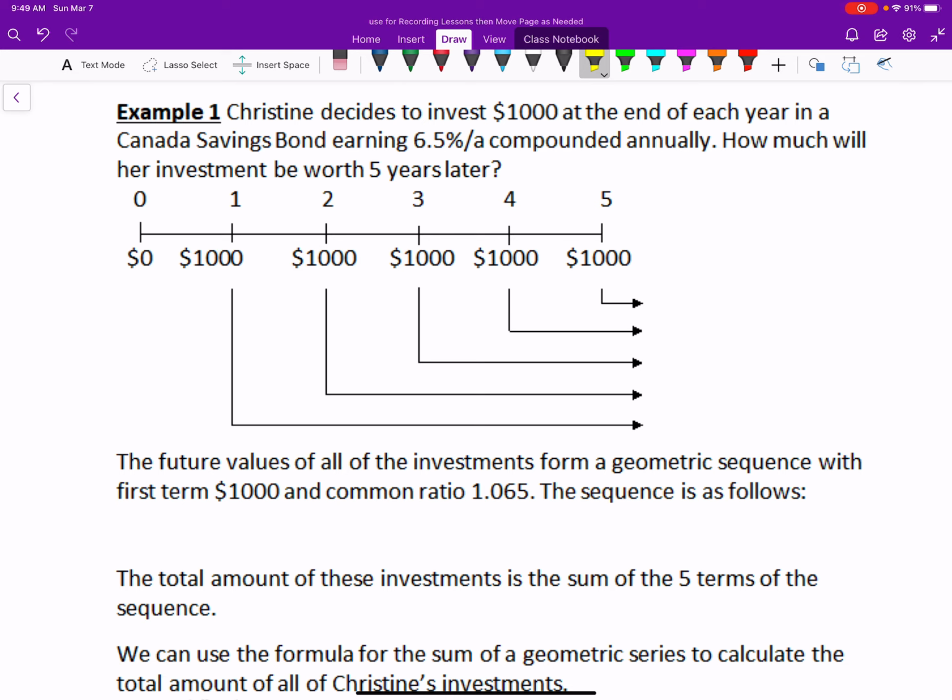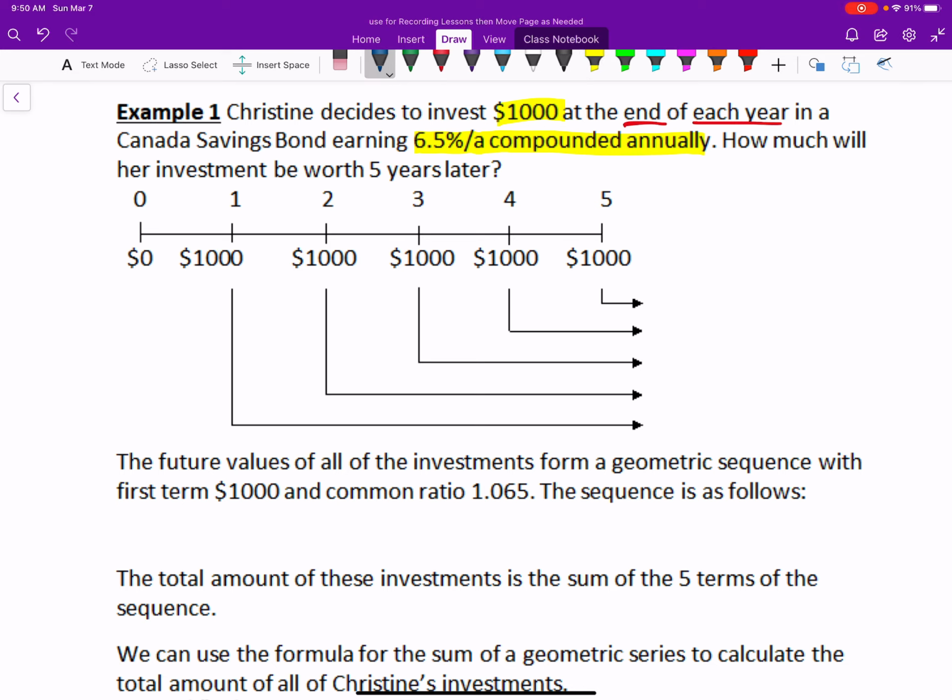Christine decides to invest $1,000 at the end of each year. And it matters whether it's the beginning or the end, so we're doing the end. That's going to be common to do at the end of a time period. In a Canada Savings bond that earns 6.5% per year, compounded annually, just to keep things simple, how much will her investment be worth 5 years later?